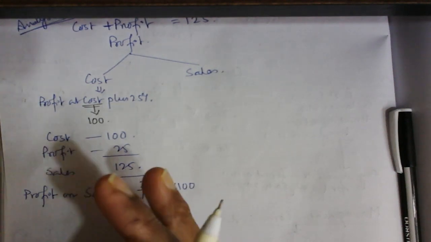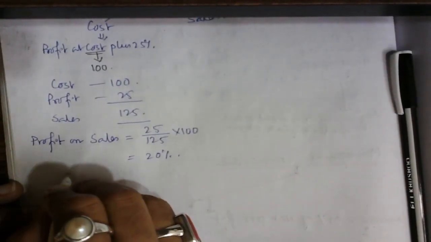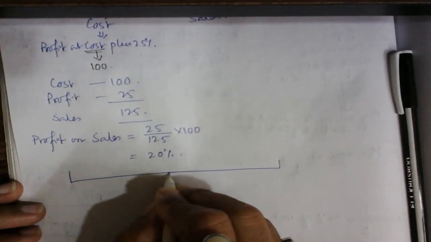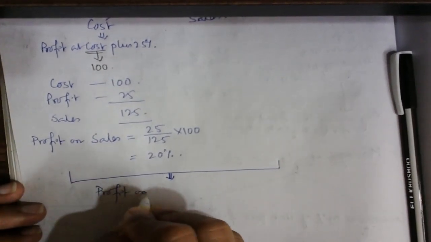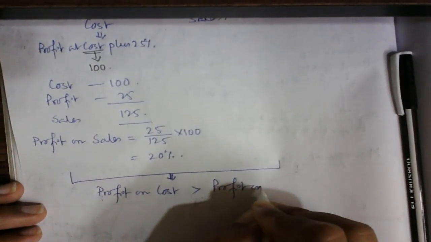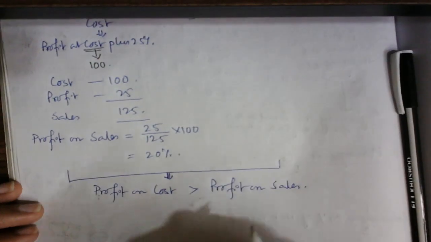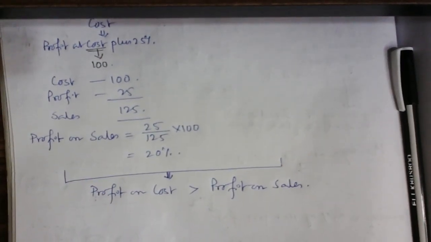Okay, so this is the fundamental based upon which we are going to calculate. Profit at cost plus 25%, profit on sale is 20%. So this is the basic parameter. And always remember, profit on cost is always greater than profit on sale. That is the truth about profit on sale or cost. That needs to be remembered.